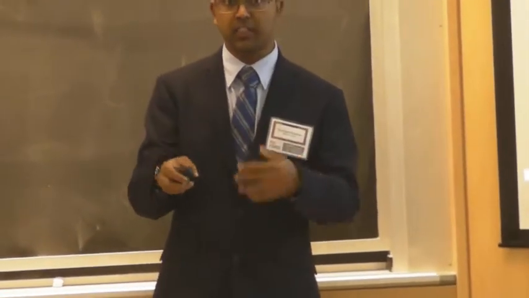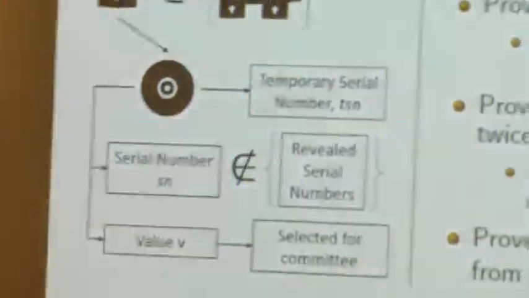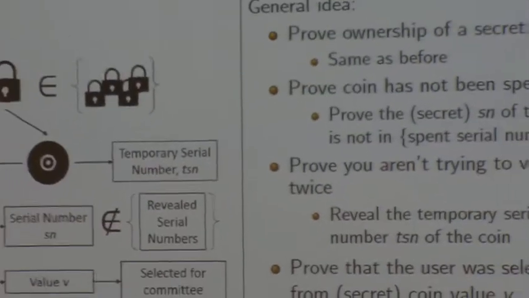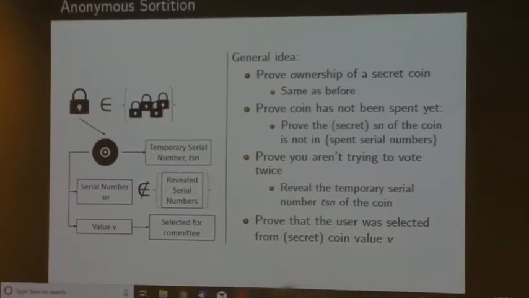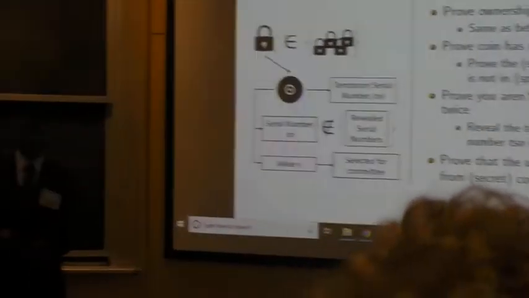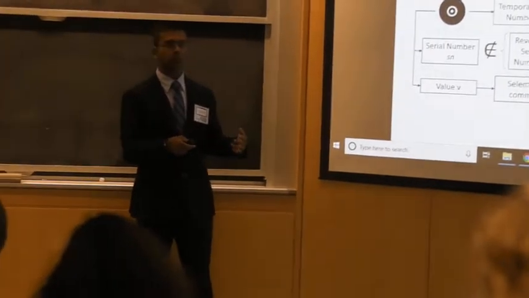Each time he reveals his serial number, each time he participates in consensus, he's going to reveal his serial number. And so each time he does this, he's going to be losing some of his anonymity. So we can't reveal the serial number. So instead, we keep the serial number a secret, and we prove that it's not in the set of all spent serial numbers.